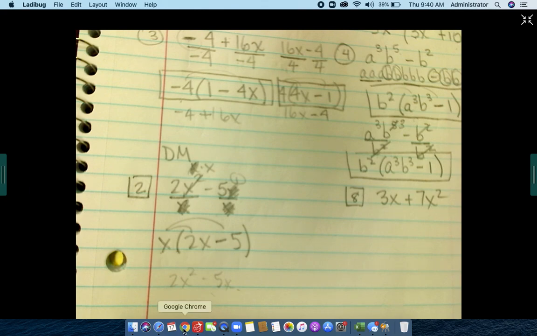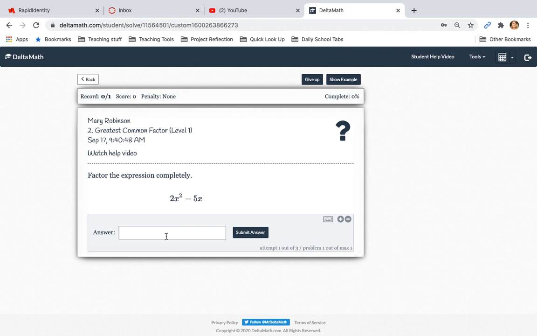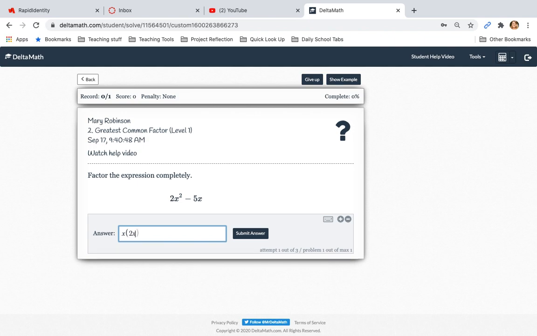So I'm going to switch over to Delta Math real quick. This was problem number 2. And I'm going to type it in exactly like I wrote it on paper. X, then your left parentheses, then 2x minus 5.